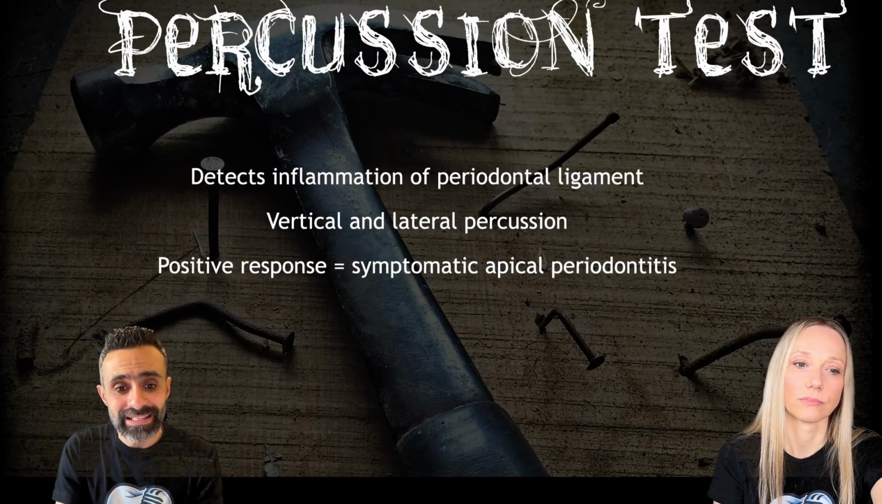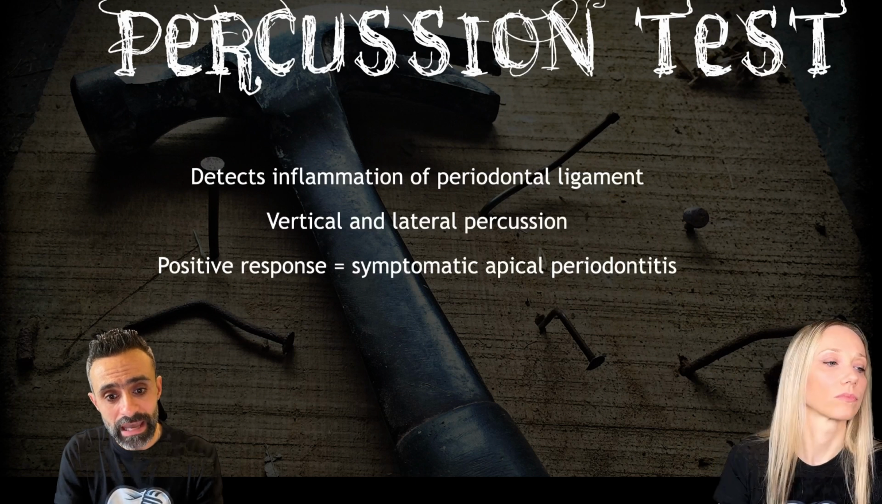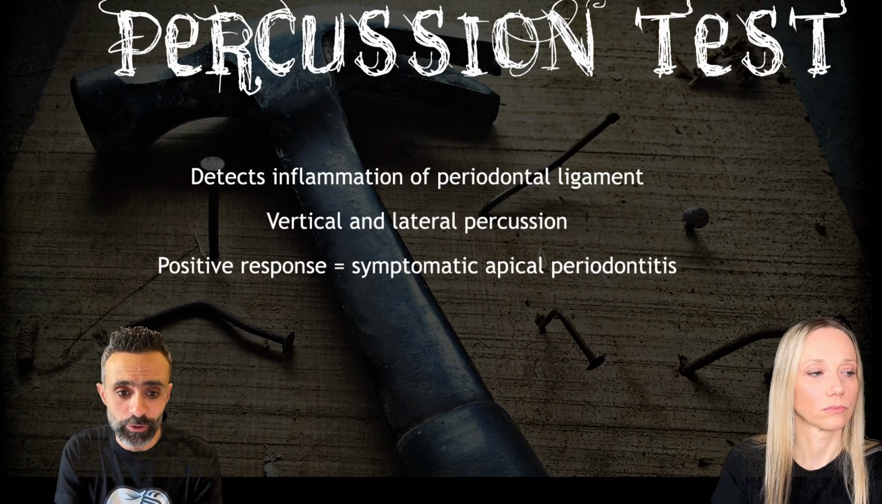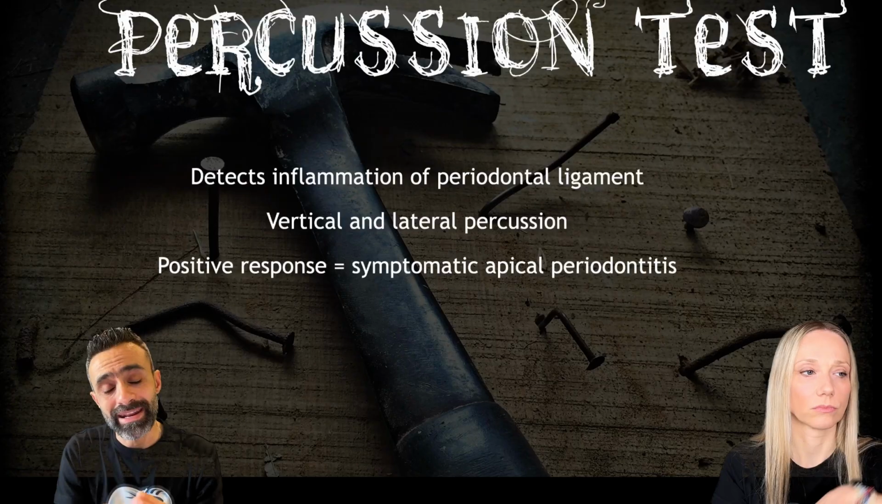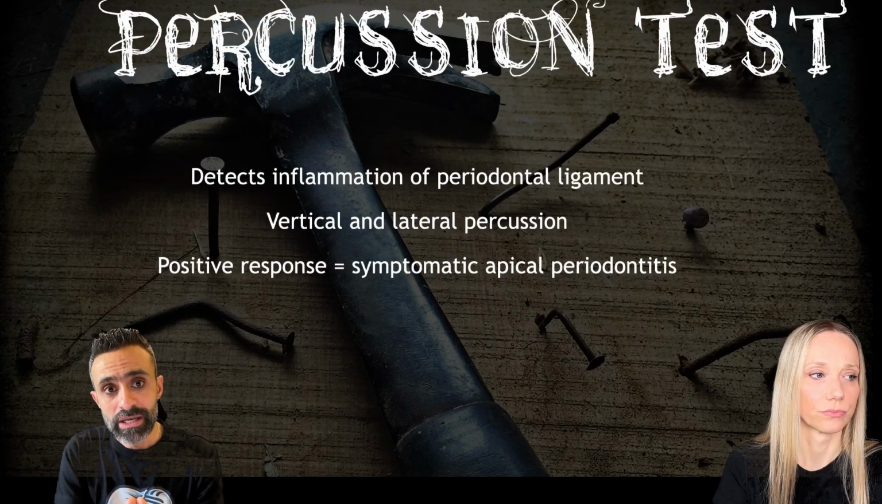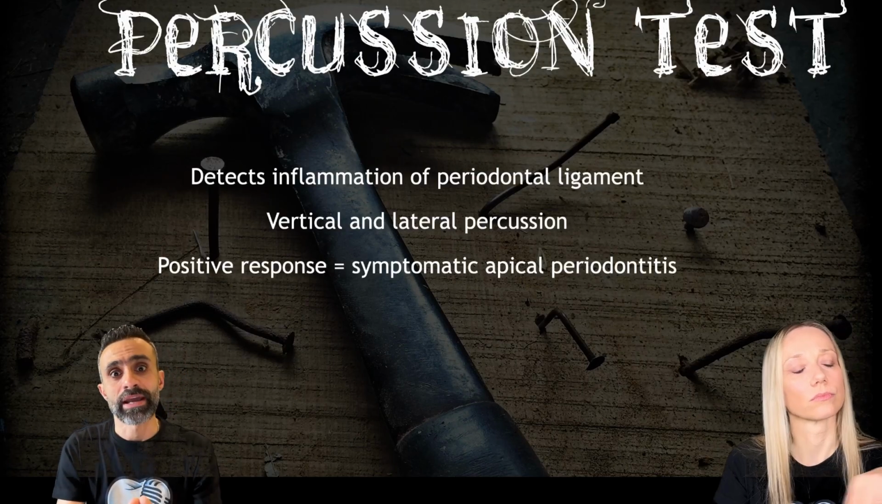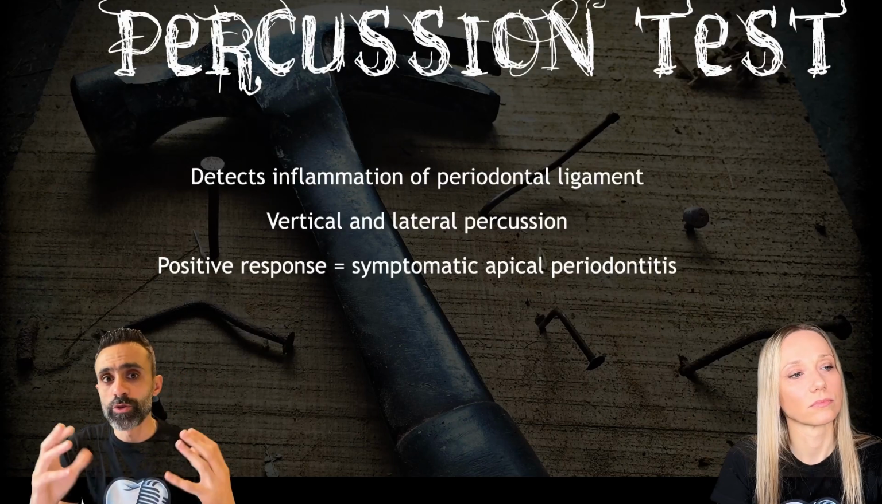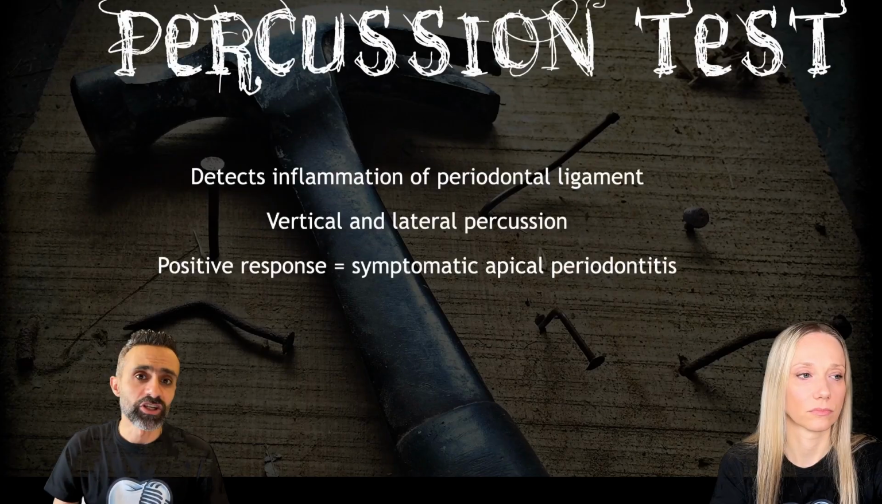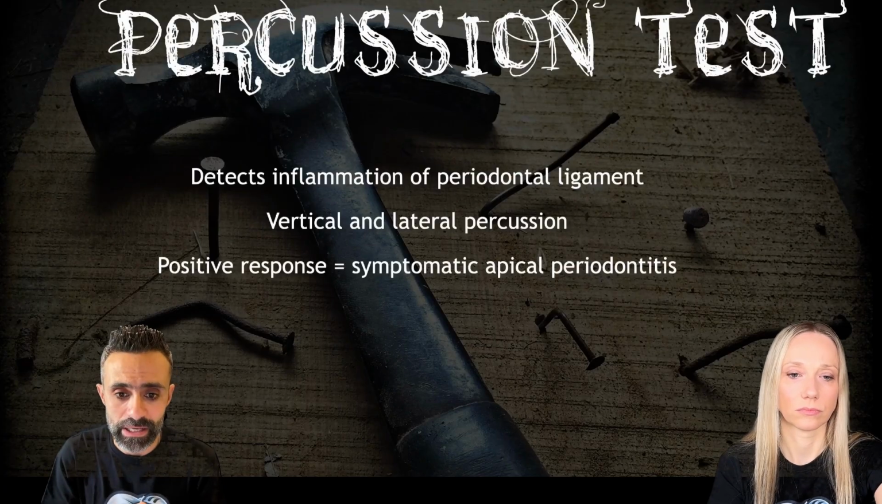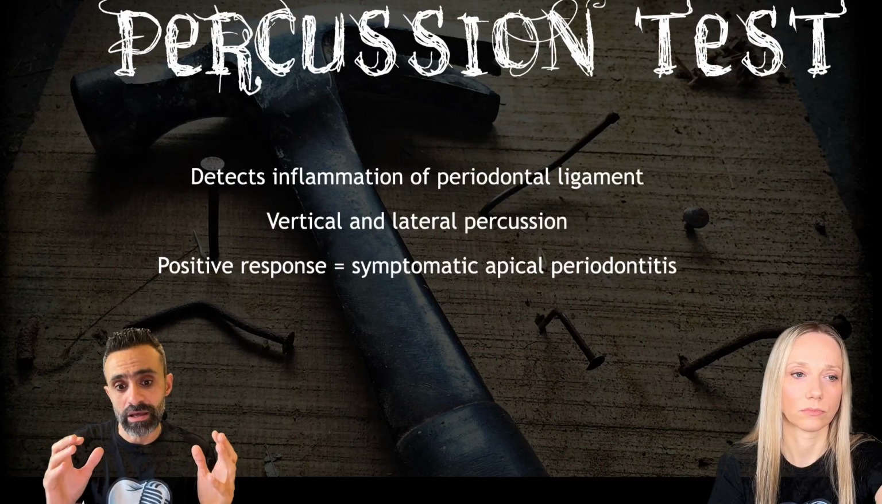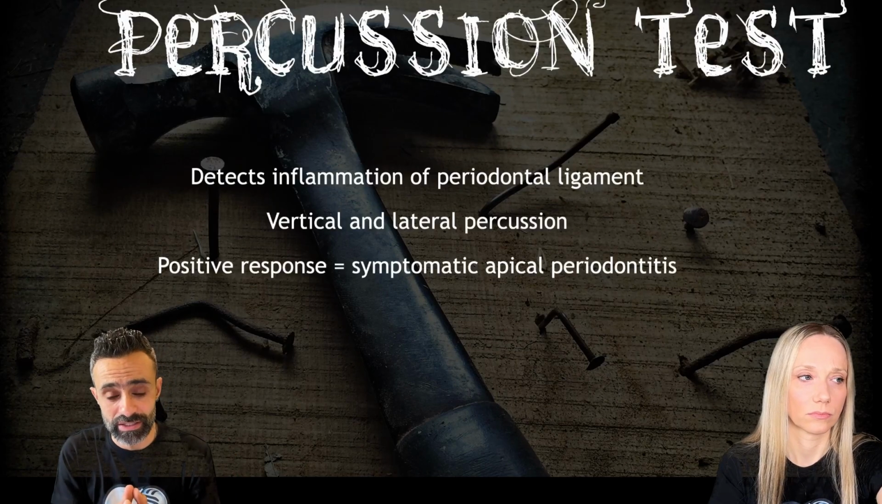And the next step is to do a gentle tapping along the long axis of the tooth to assess involvement of the periapical tissues. For example, in cases of symptomatic apical periodontitis or an acute apical abscess, all those inflammatory conditions involving the periapical and periodontal tissues. This is, of course, the percussion test.